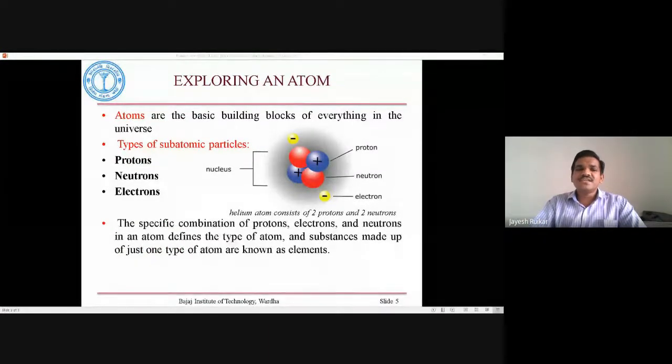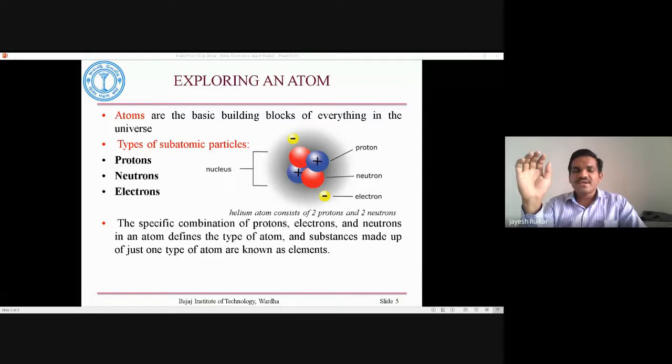The definition given here is that atoms are the basic building blocks of everything in the universe. Whether natural or man-made, atoms are the basic building blocks of everything in the universe. So how do atoms look? They are very small, very teeny, and you can find millions of them in a single point of dust.